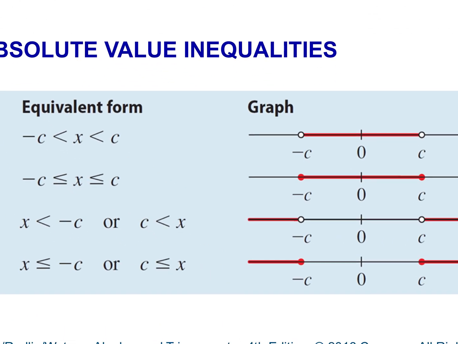If it is just a less than or greater than sign with no equal to, you have an open circle at those key numbers. If you have a less than or equal to or greater than or equal to, it's a closed circle.